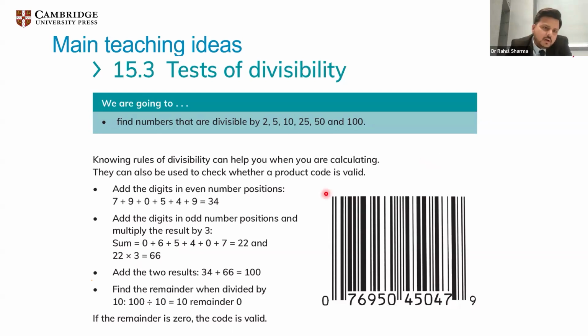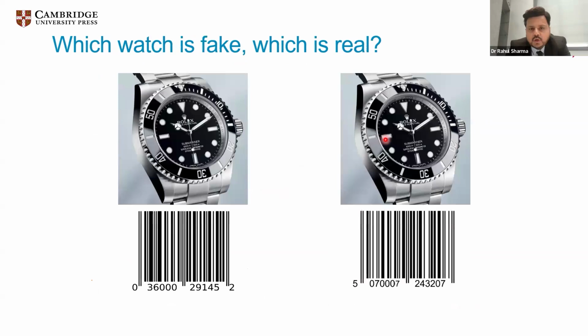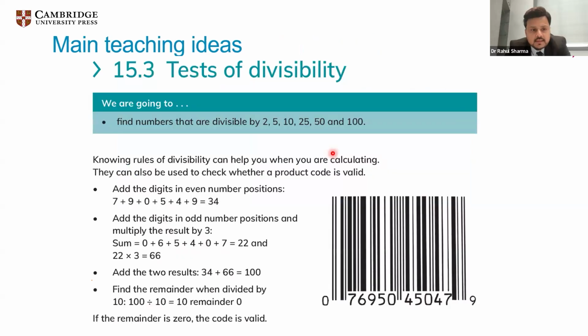I'm sure there is always a question whether a particular watch barcode, I could tell you whether the barcode is real or fake. I repeat, you can see these are two watches given to you. You have to just tell me which watch is fake, which watch is real. So the rule over here says this is the rule, as you can see. Add the digits in the even number positions. So all the digits in the even number positions. I am just explaining this. Then the next question is for you.